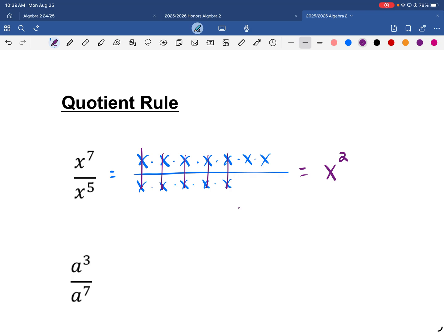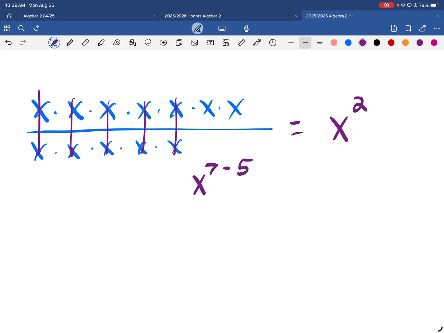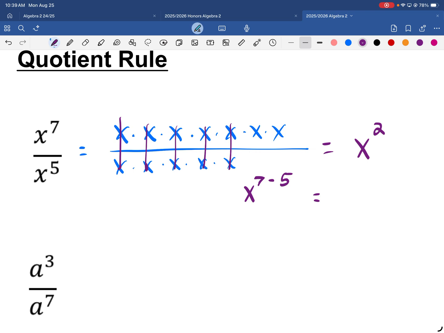Mathematically, to do these, you subtract. So we're going to take our base, and then we're going to go 7 minus 5. 7 minus 5 is 2. So you get x squared, which is exactly what we had before.